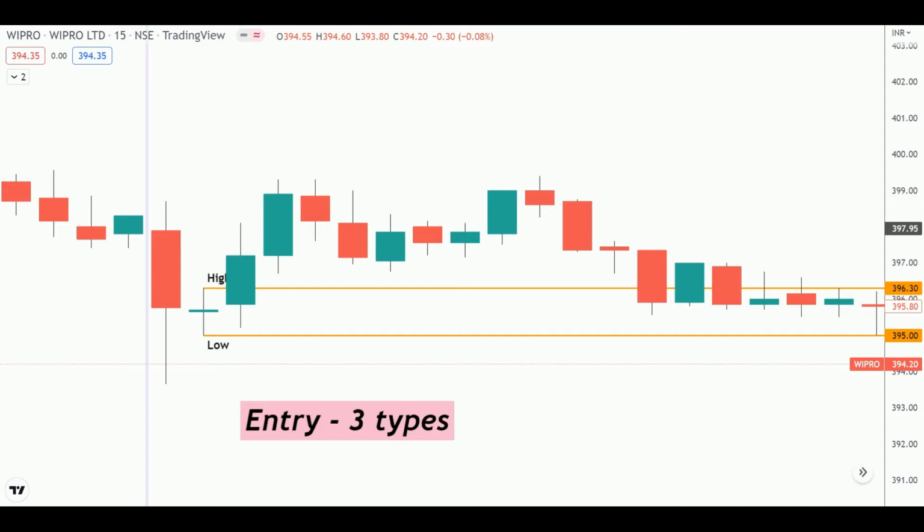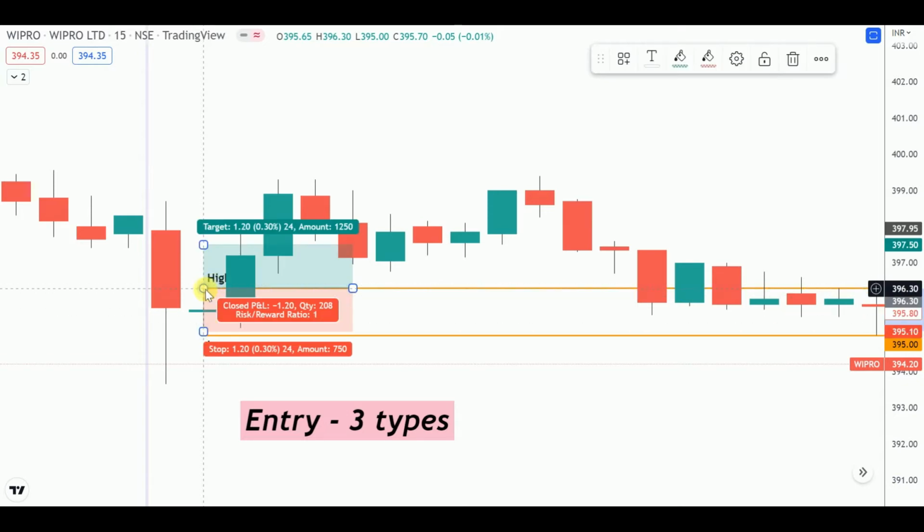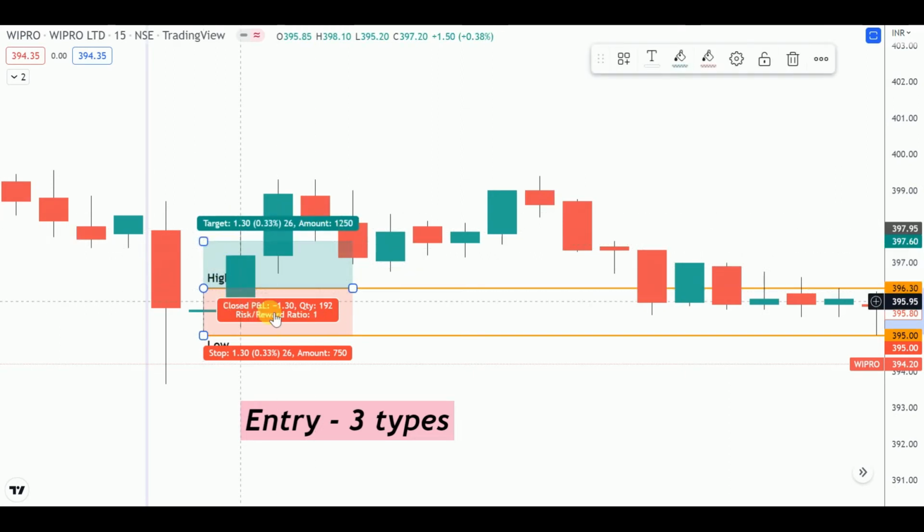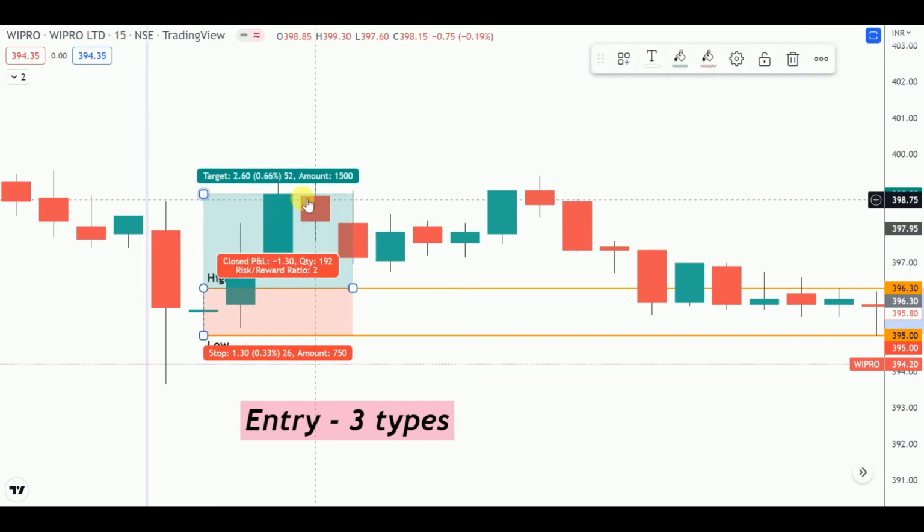If I mark the entry and the exit for this type of entry, then my entry will be at the high of this candle, my stop loss will be the low of this candle, and 50% of my position will be squared off at 1:1 risk to reward, and the next 50% will be squared off at 1:2 risk to reward. So within a very short period of time, we can get a very good risk to reward for an intraday strategy.